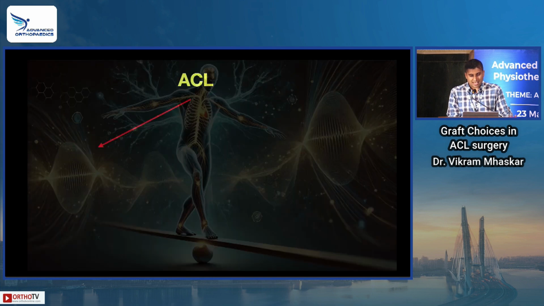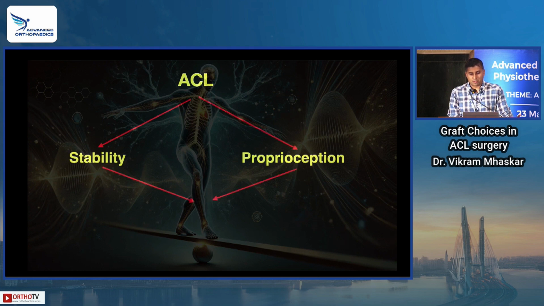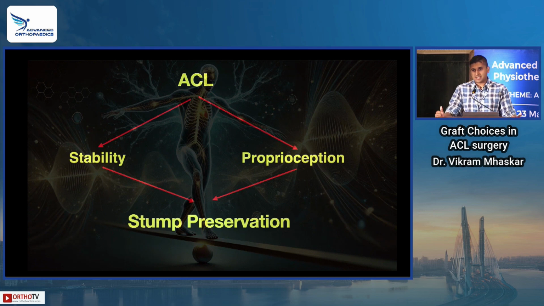So ACL has 2 functions, stability and proprioception, all right? And we can get a good ACL reconstruction and a good result if we preserve the stump, all right? Because the stump has certain nerve fibers called proprioceptive nerve fibers that give you position sense. That is, when you close your eyes, you know where your knee is in spite of not looking at it. And of course, provide stability. And getting back to sport, proprioception is extremely important for people to feel confident about their knee.